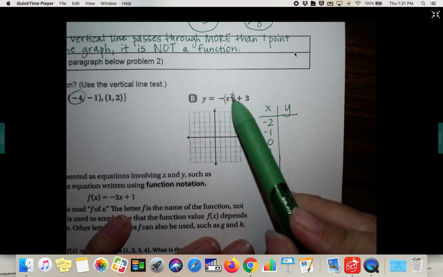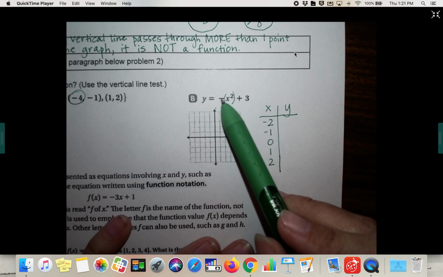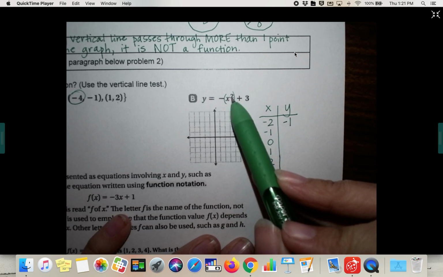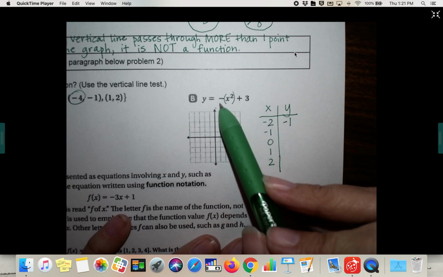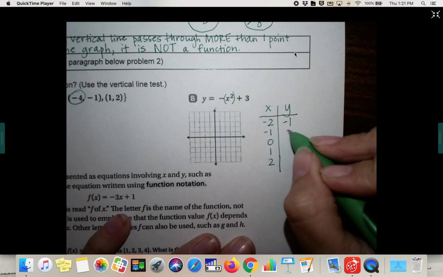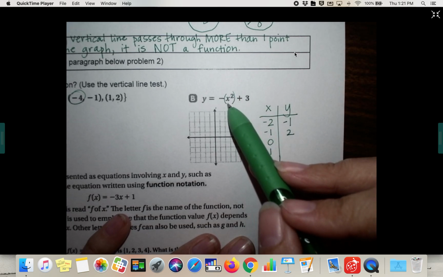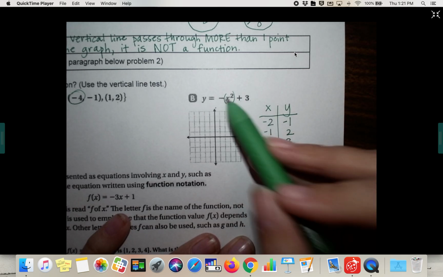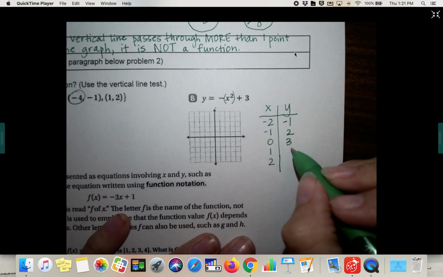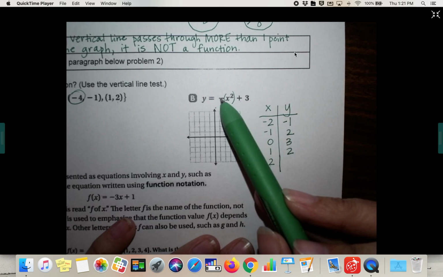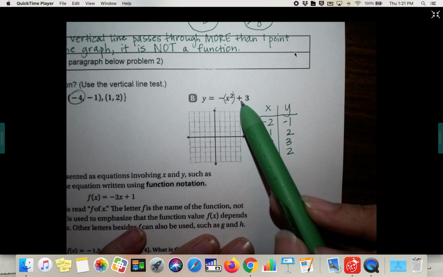So -2 squared is +4, and then this little negative attaches itself back to it. So -4 plus 3 is -1. -1 squared, -1 times -1 is +1, but then this little negative outside here is going to attach itself back to it. So negative 1 plus 3 is 2. 0 would make the whole thing 0, plus 3. 1 squared is 1. The negative is going to attach itself to it, so negative 1 plus 3 is 2. And then 2 squared is 4, and then the negative attaches itself to it, so negative 4 plus 3 is negative 1.